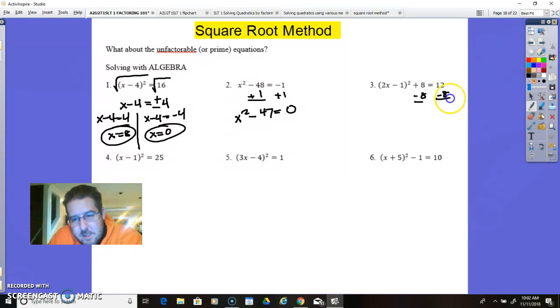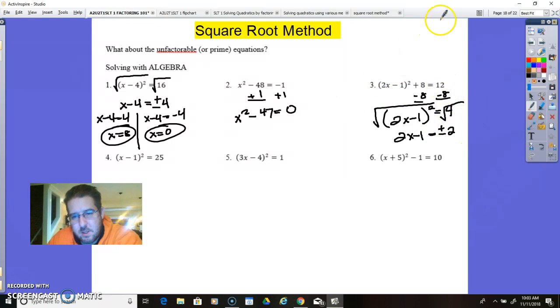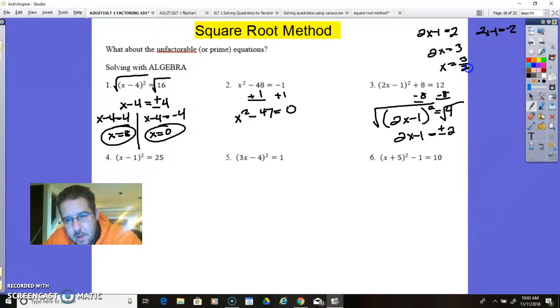Minus 8 from both sides gives me 2x minus 1 squared equals 4. Okay, square root of both sides. That leaves me with 2x minus 1 equals both positive and -2. So now I can solve it twice, and I'm kind of running out of room here. 2x minus 1 equals 2, and 2x minus 1 equals -2. Solve it twice. Plus 1 plus 1, 2x equals 3, x equals 3 halves. Plus 1 plus 1, so that's 2x equals -1.